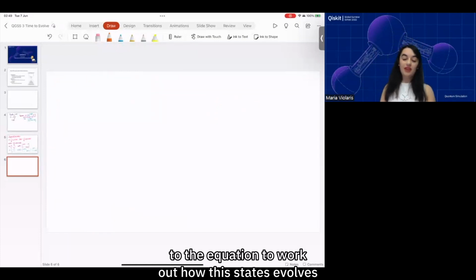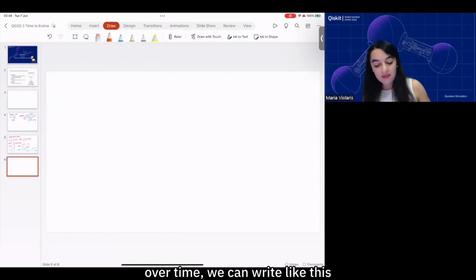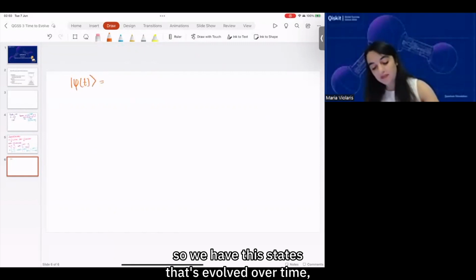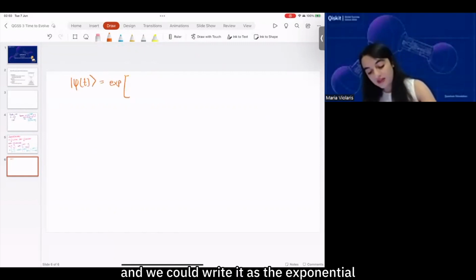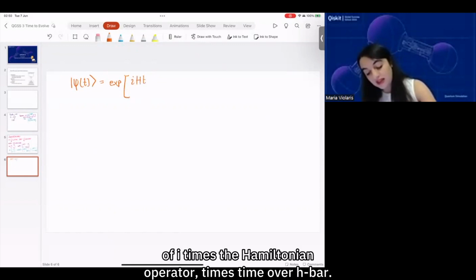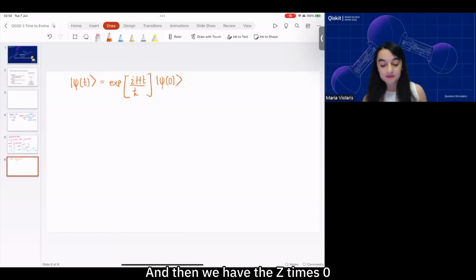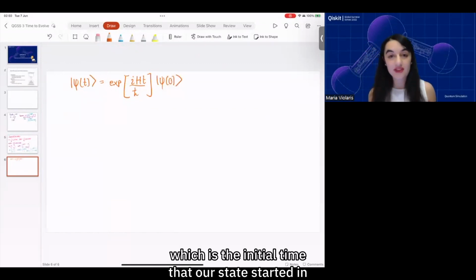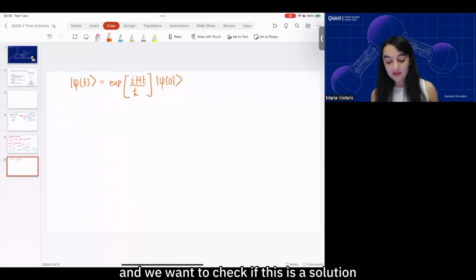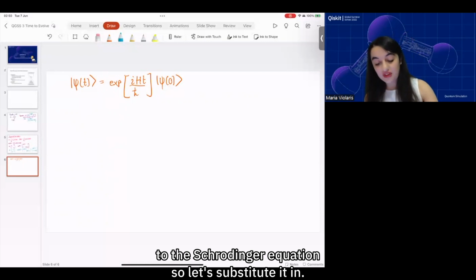So the solution to the equation, to work out how this state evolves over time, we can write like this. We have this state that's evolved over time, and we could write it as the exponential of i times the Hamiltonian operator times time over h bar, and then we have psi at time 0, which is the initial time that our state started in. And we want to check if this is a solution to the Schrödinger equation.